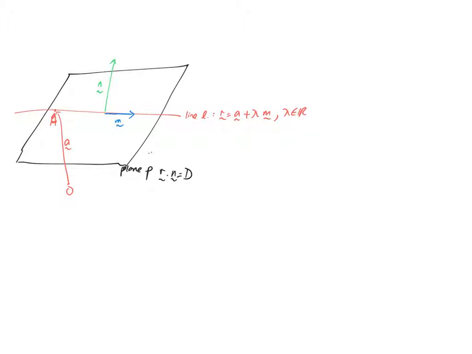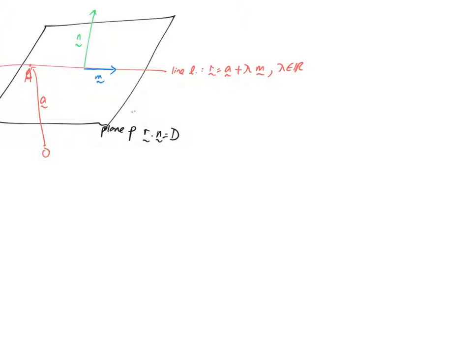First, for this case, m dot n should be equal to 0. Agree? One lies on the plane, the other is the normal vector to the plane, so they are perpendicular to each other. Because m is perpendicular to n. Secondly, we check if point A lies on the plane. What does it mean?